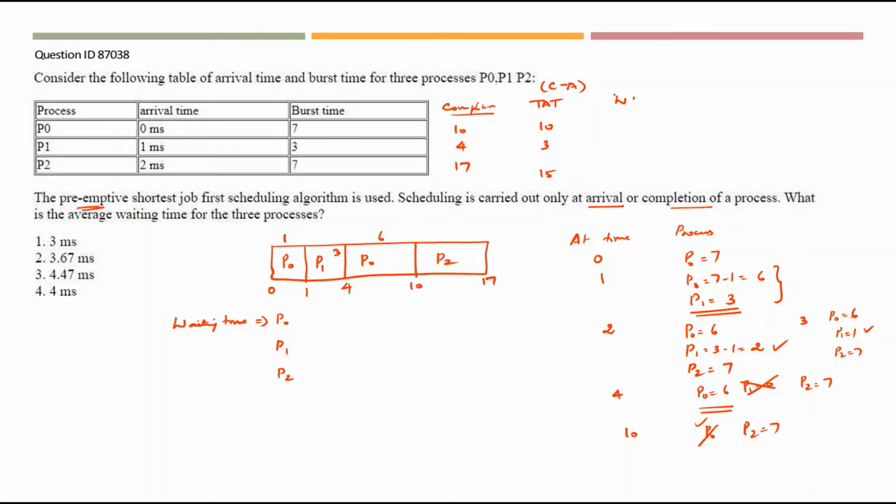From this we will calculate waiting time. This will be the difference between turnaround time and burst time. So 10 minus 7 is 3. 3 minus 3 is 0 and 15 minus 7 will be 8.